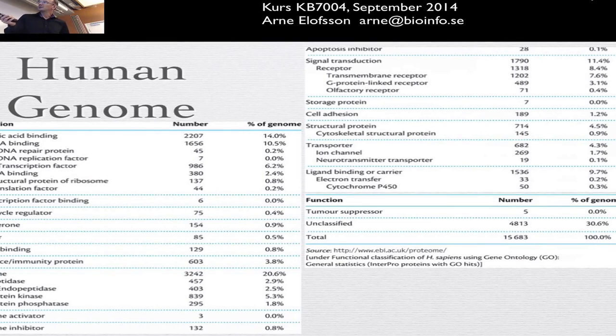You have RNA binding, transcription factors, and then also quite a lot of genes that are enzymes. A lot of protein kinases, but that's part of the signals. It's one of the signal pathways, the kinase pathway, which also carries a lot of signals in the cell. You have quite a lot of receptors, also communicating between cells, etc. And of course, the genome is much bigger, about 20,000 genes.